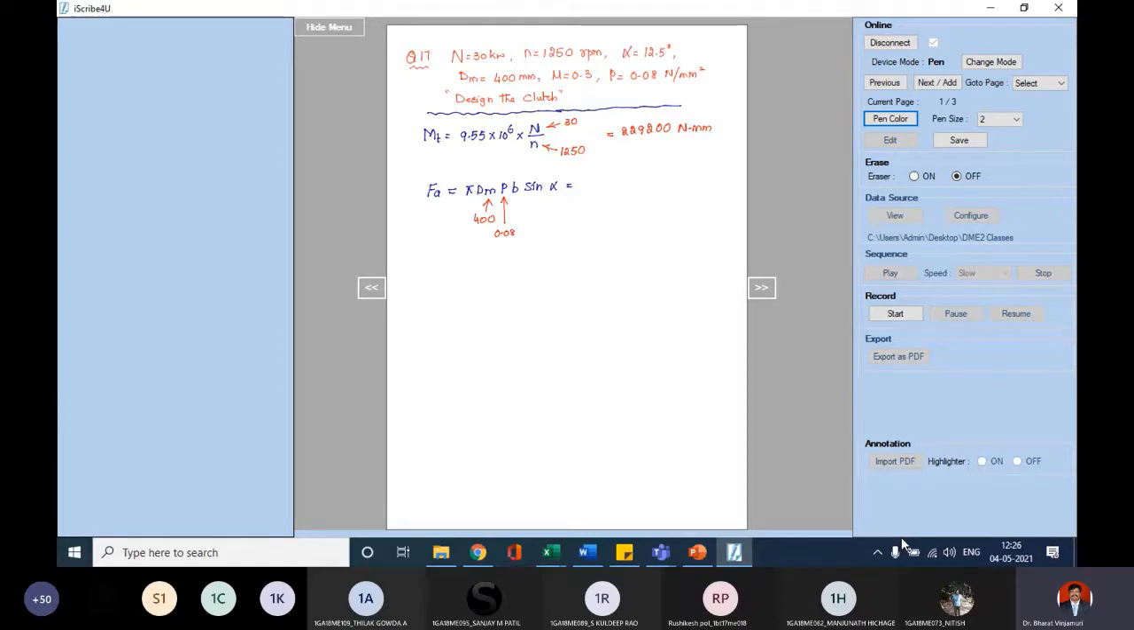B value he has not given. Try to understand: I don't have B, but alpha I have, 12.5. So obviously I cannot use this equation, because I have two unknowns.